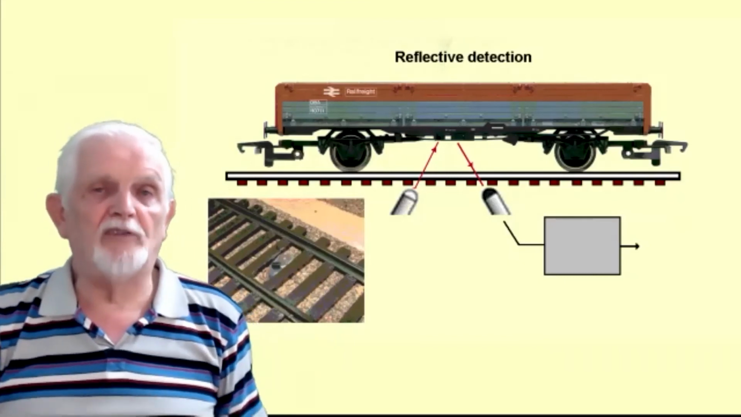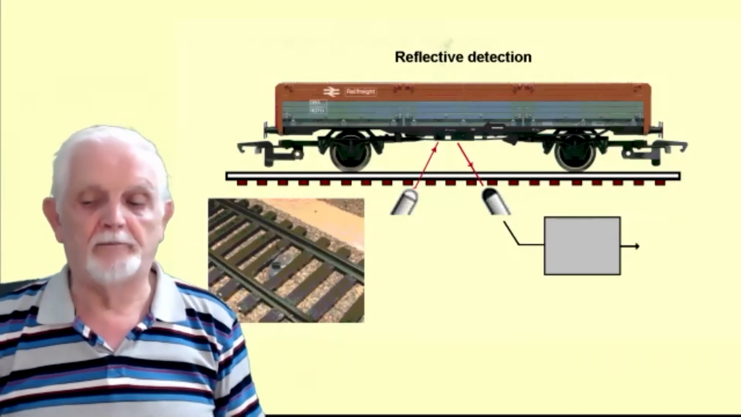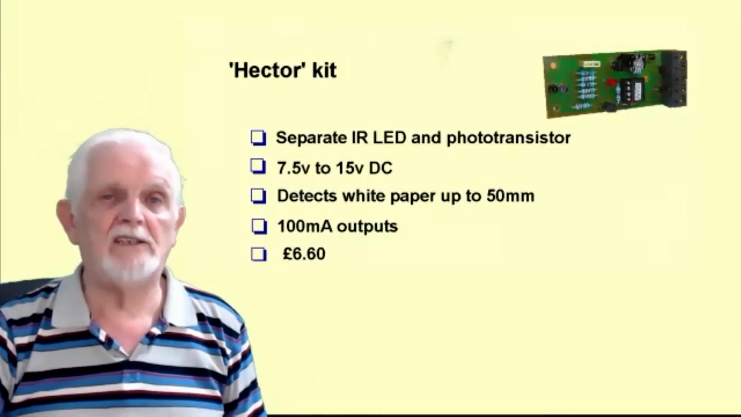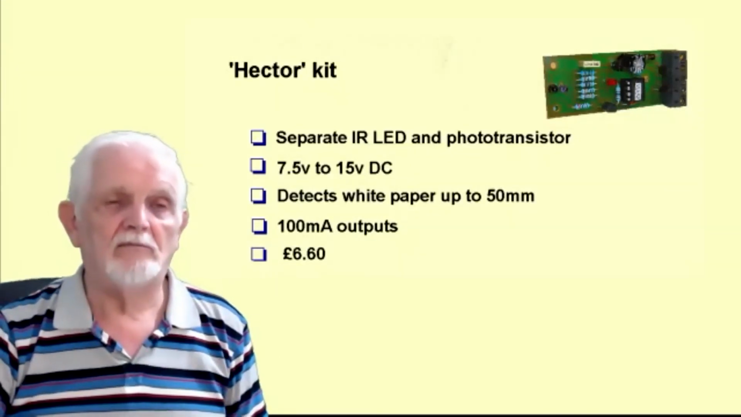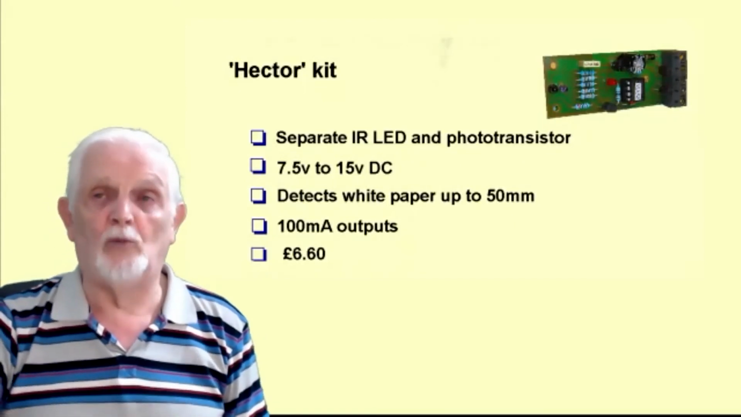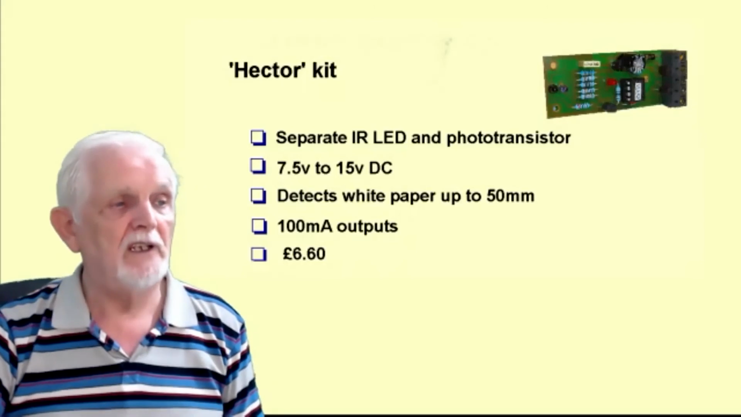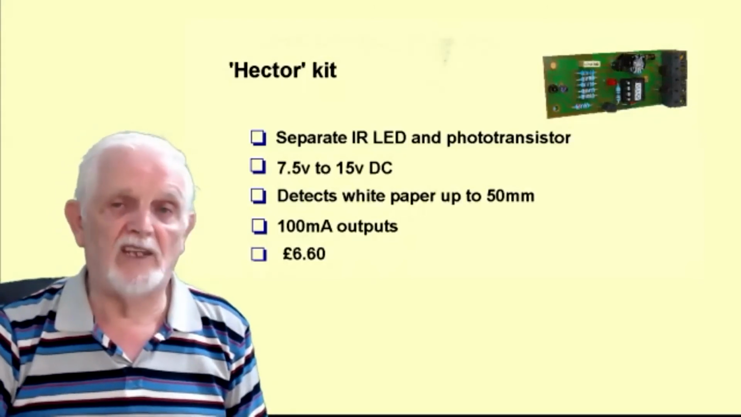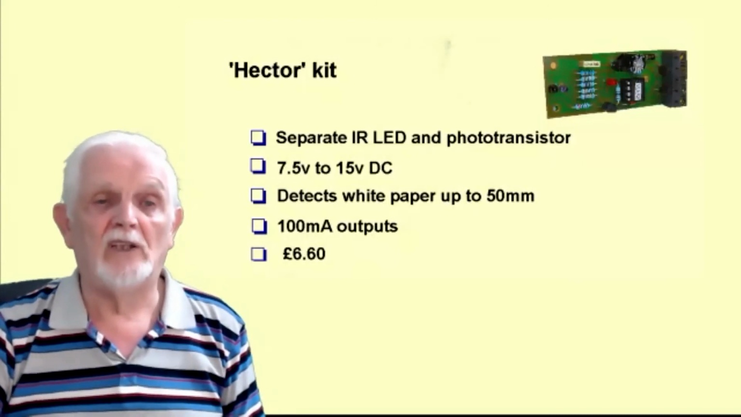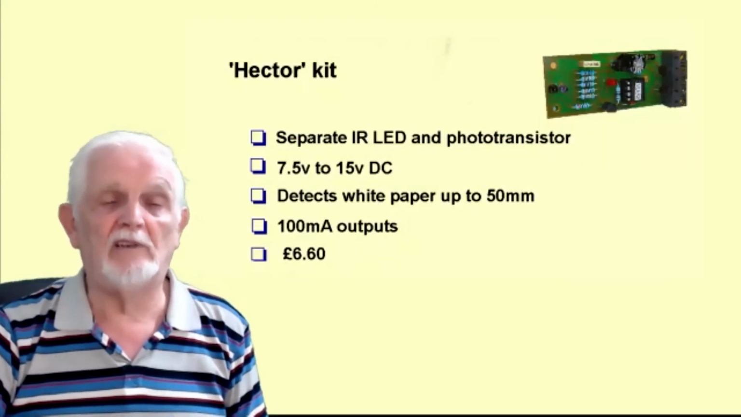And we're reflecting off the bottom, in this case, of a wagon. There's the original Hector kit. You get your own infrared source and phototransistor to detect it. It works over quite a range of voltages. It can handle up to 50 mil of distance if you're using white. It's got a high current output and relatively cheap.